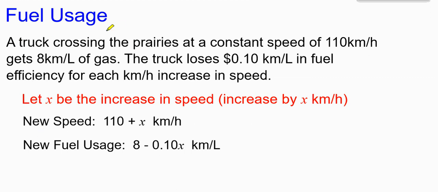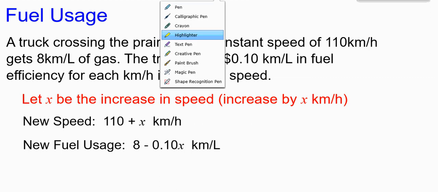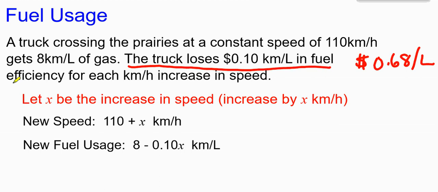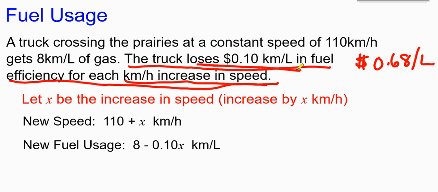So we know that the truck is crossing the prairies at a constant speed of 110 kilometers per hour. And I'm just going to add here that we know it's 68 cents per liter of gas. What's important here is that we are going to change the speed and therefore impact the fuel efficiency. If we drive faster, we'll get there sooner. That'll help with our cost per hour.